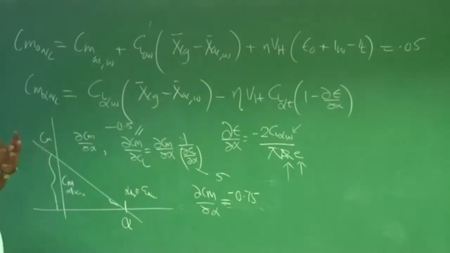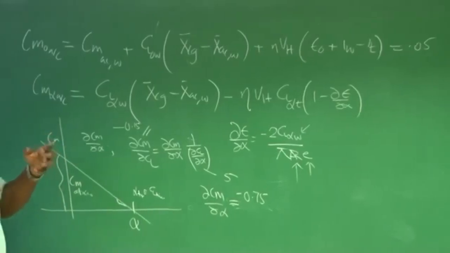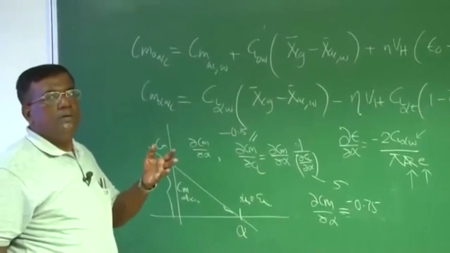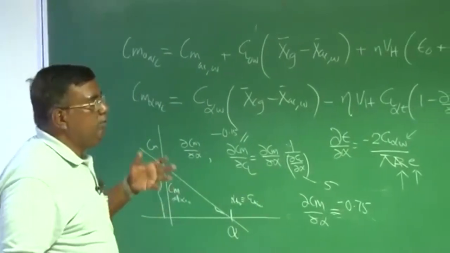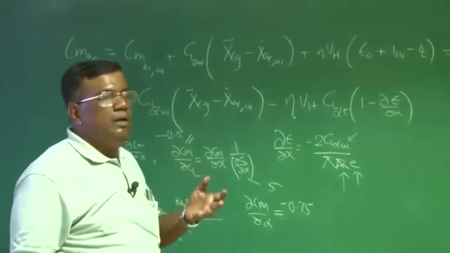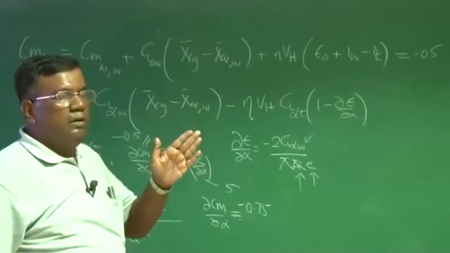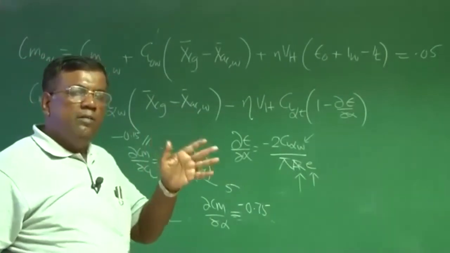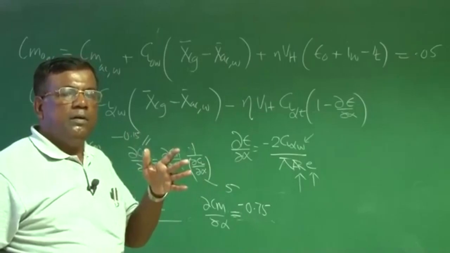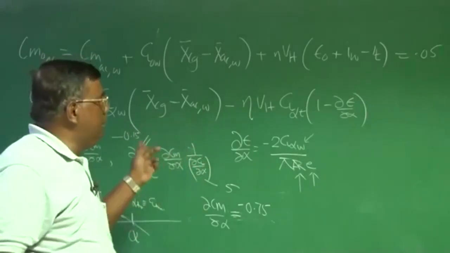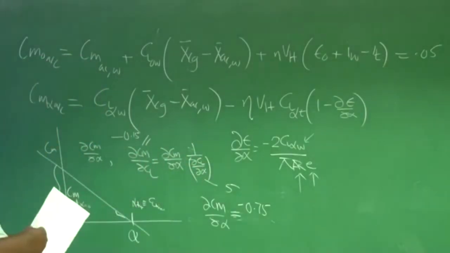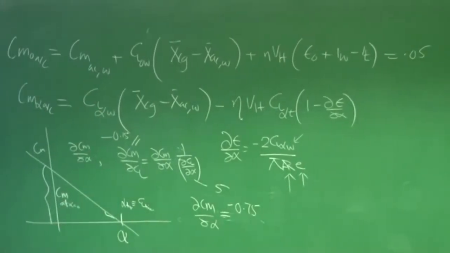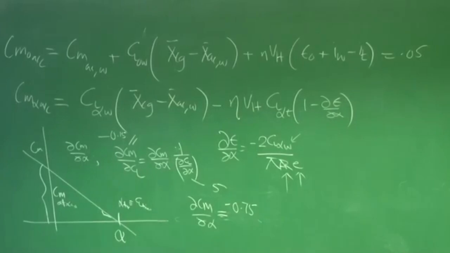So CM at alpha equal to 0 is 0.05, which will not be the same as CM at CL equal to 0. Okay? But from whatever CM at CL equal to 0 is required, we can approximately find out what is the CM at alpha equal to 0, because at alpha equal to 0 there is some CL, so we have shown that. So let us work in this fashion. As a conceptual stage, it's a simpler way of handling it. It doesn't make much of an error.